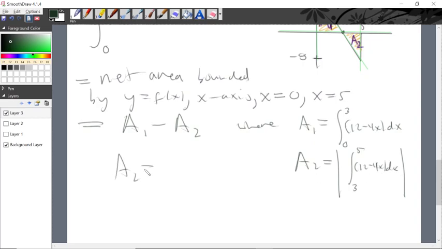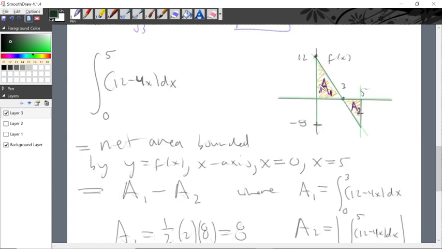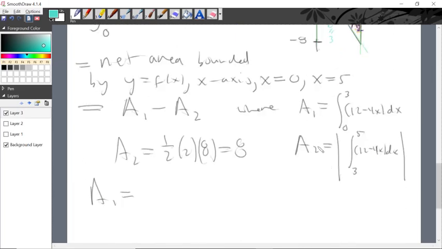We already know that A2 is equal to 1/2 times 2 times 8, which is equal to 8. We know the area down there is equal to 8. We calculated that before. What is A1 equal to? Similarly, not by Riemann sums now, but let's use geometric reasoning. Let's use the fact that this is a triangle as well, 1/2 base times height. The base of this triangle is 3, and the height of this triangle is 12. So let's calculate A1.